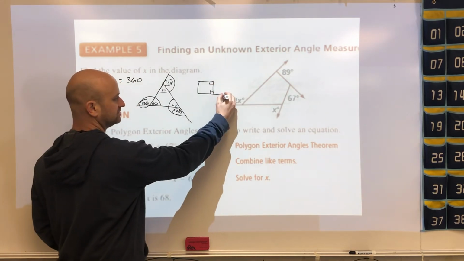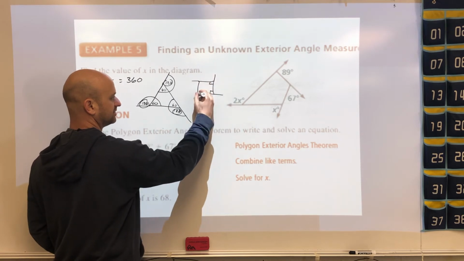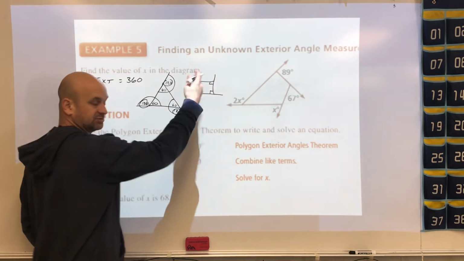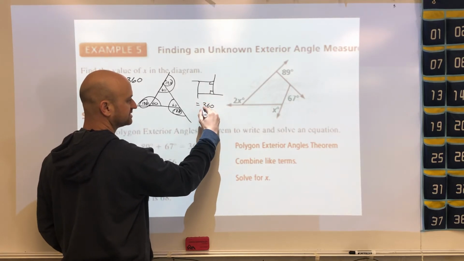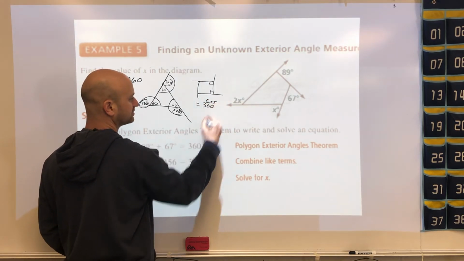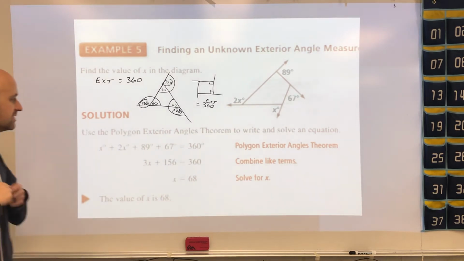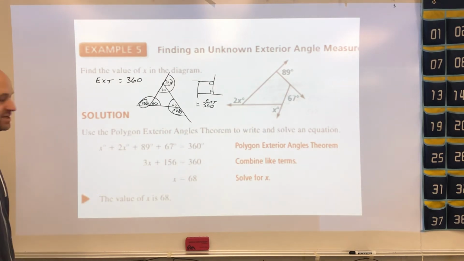All right, if I have a square, all of these are 90. So if I were to do exterior angles here, 90 plus 90 plus 90 plus 90 is equal to 360. So the exterior angles here are going to equal 360. So the exterior angles always add up to 360 degrees.